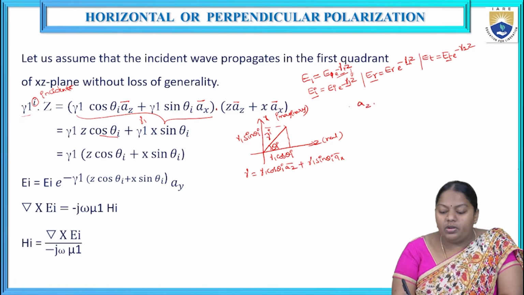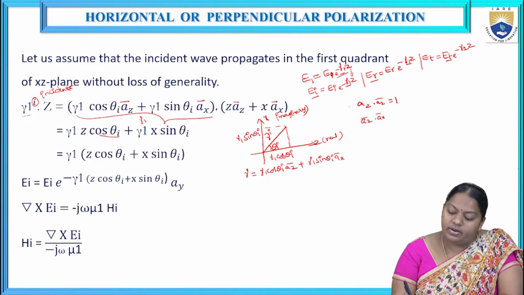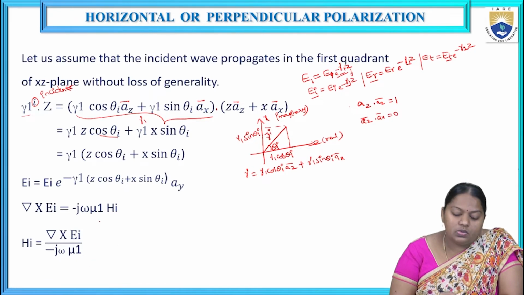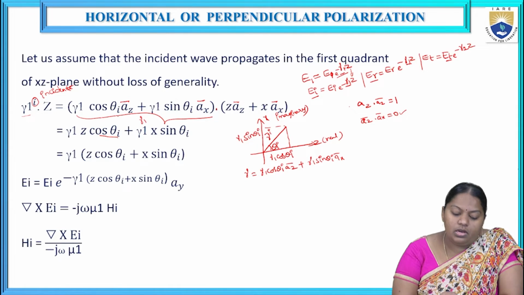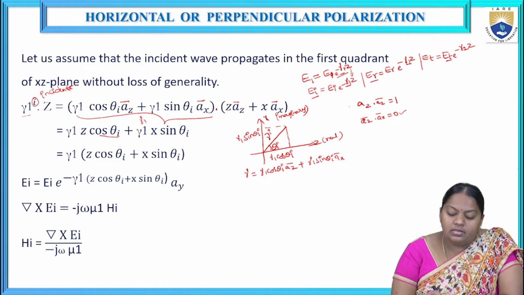As we know, the dot product of the same unit vectors results in 1, and the dot product of different, adjacent vectors results in 0. That's why multiplying z with z gives 1, and z with x gives 0. Then az dot ax equal to 0, so we need not consider that gamma 1 x coefficient. Similarly, gamma 1 sin theta I ax multiplied with z az gives gamma 1 x sin theta I, since ax dot ax is 1, and ax dot az is 0.